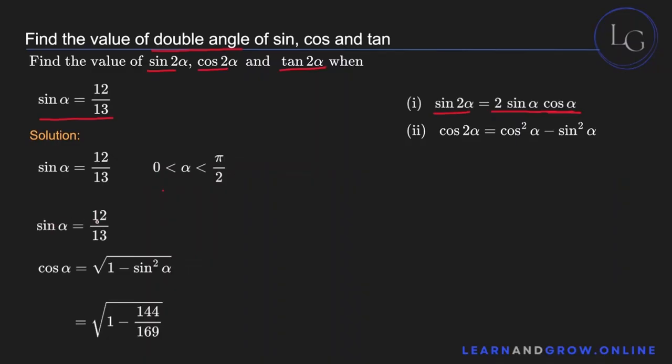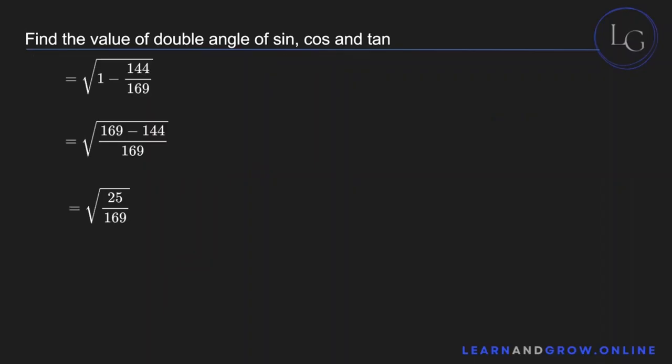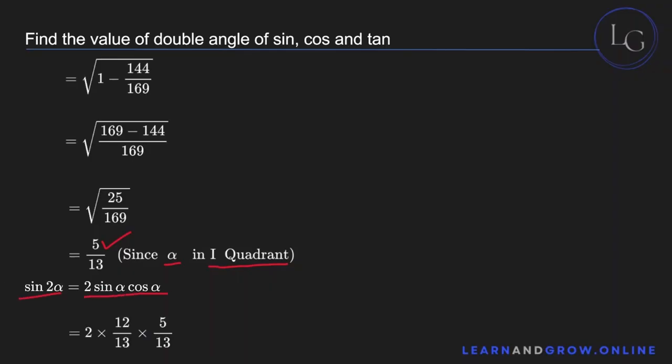Sine alpha is equal to 12 by 13. So cos alpha is equal to the square root of 1 minus sine square alpha. And since sine alpha is 12 by 13, sine square alpha is 144 by 169. Basically 12 square over 13 square. And using that, you get the value as 5 by 13. And since alpha is in the first quadrant, this will be positive, as all functions are positive in the first quadrant. Okay. And we already know that sine 2 alpha is equal to 2 sine alpha cos alpha. So you already have sine alpha, we found cos alpha. So eventually sine 2 alpha becomes equal to 120 over 169.